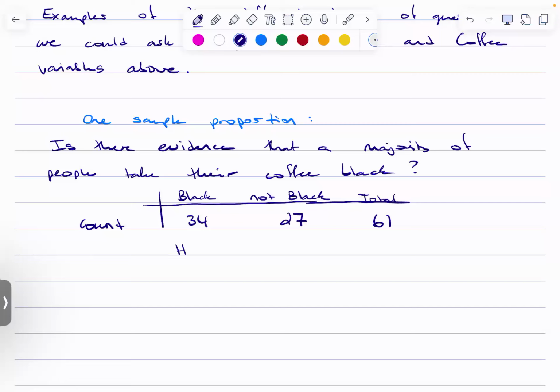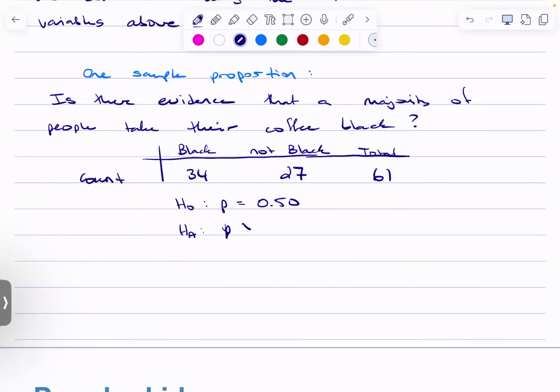And your null hypothesis would be, is P equal to 0.5? And your alternative would be, is P greater than 0.5? Right, your hypothesis is always about the population proportion, but your sample proportion here would be 34 out of 61. And then from there, you're ready to go through and do your hypothesis test, but I'll leave you hanging there.